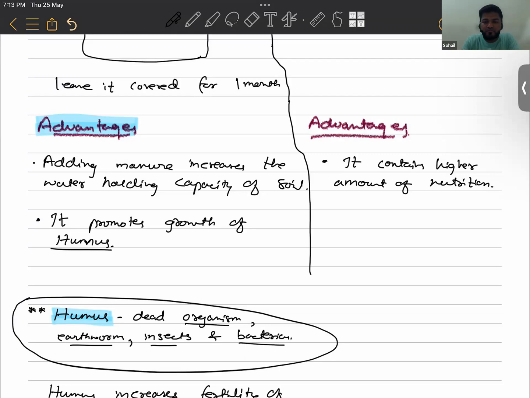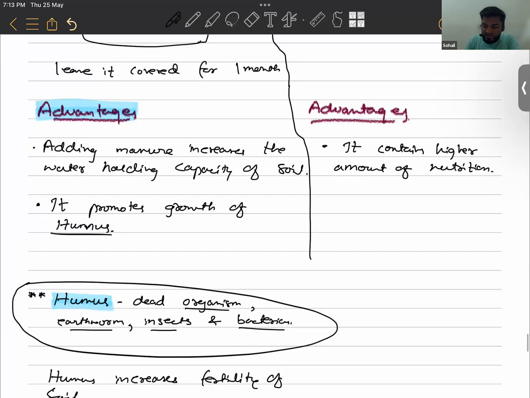Sir, it needs a small amount of fertilizer. It requires a small amount of what? Fertilizer. Okay, just a small amount of fertilizer will have much nutrition. So I have mentioned here that it contains a higher amount of nutrition, meaning that just a few grams of fertilizers, in comparison to manure, will have much nutrition.